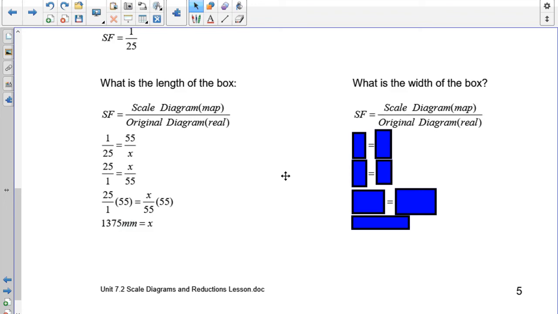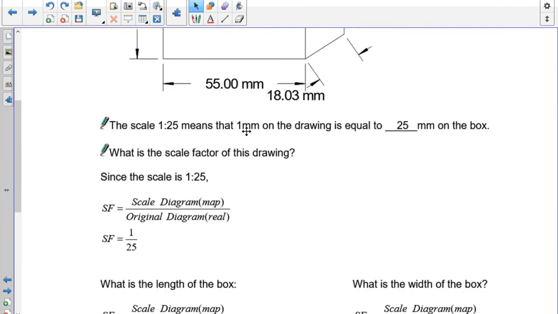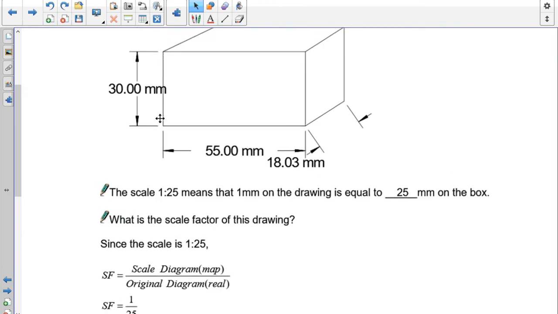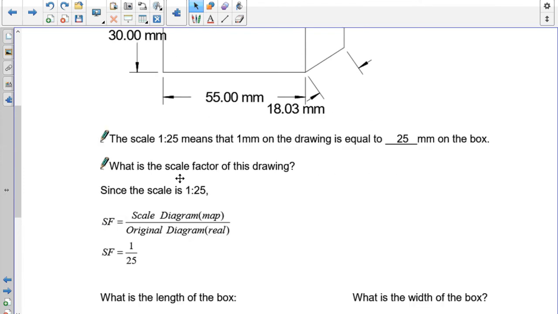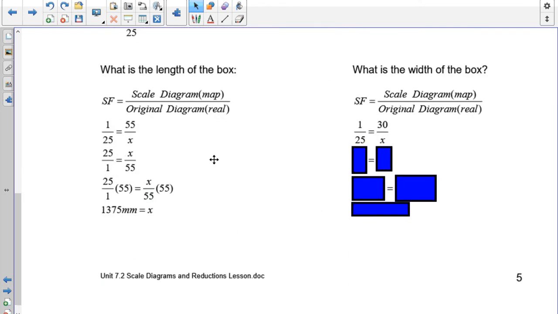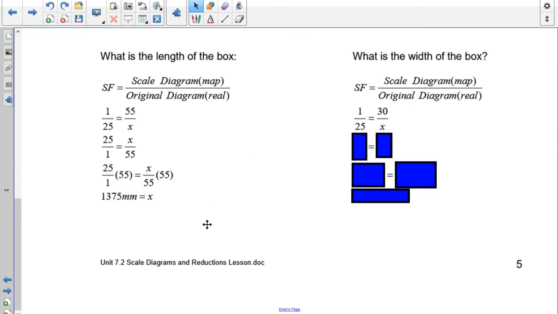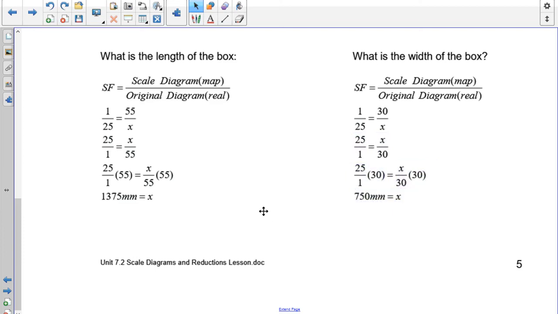Okay, so same thing as before. Scale factor, scale diagram. The width of the box is given up here. It's 30. I think I made a mistake here. This is width. I was thinking this is length and width here, so I guess I'm not doing the width. I'm doing the height. It doesn't really matter. We'll do the 30, I think. All right, so this becomes flip both sides, multiply both sides, and that means we're 750 millimeters.